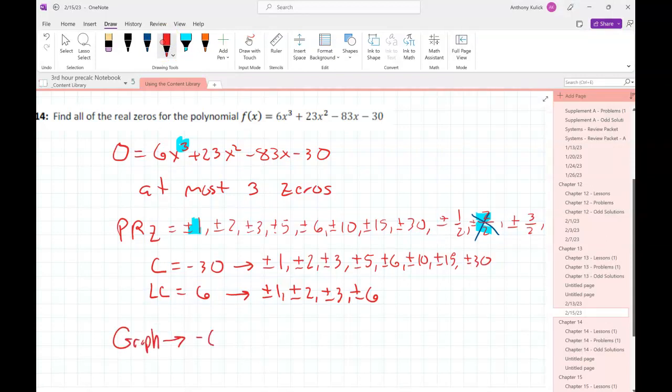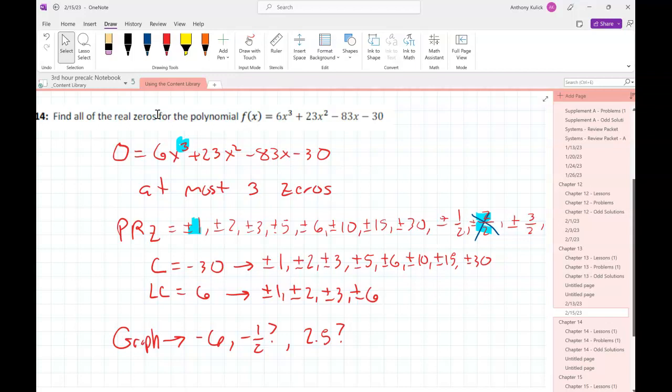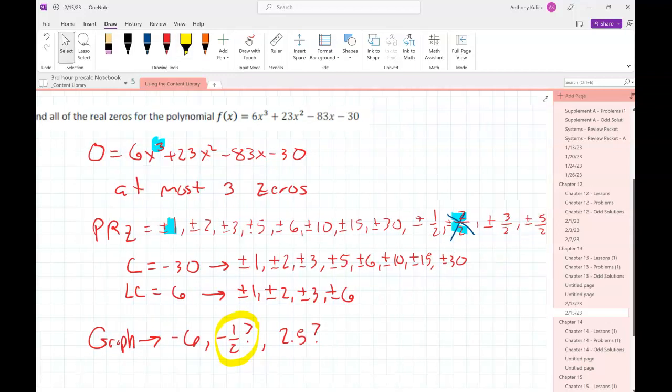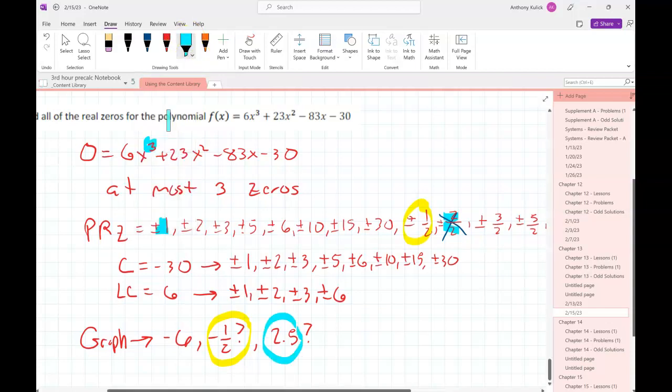Now, the natural question is, why don't I just use the graph to get the answers here? My question should be, why did I bother doing this stuff and not just go straight to the graph? I need to check to make sure that these things, before I use them, are on my list somewhere.